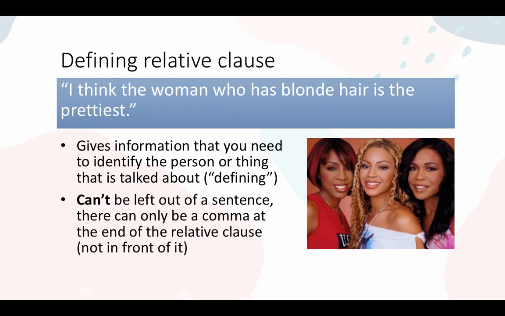There are 3 women in the picture in the girl group Destiny's Child. So if I didn't mention what hair color she had, you wouldn't know which woman I am talking about. So you really need the information in the relative clause to know which woman I am referring to. Now, because you need that information, you can't leave this relative clause out of your sentence. Also, there can be a comma at the end of a defining relative clause. So in this case, behind "hair," you can have a comma, but you can't have one in front of your defining relative clause.